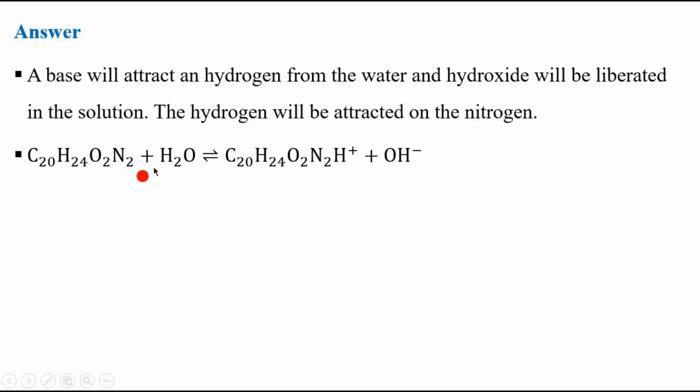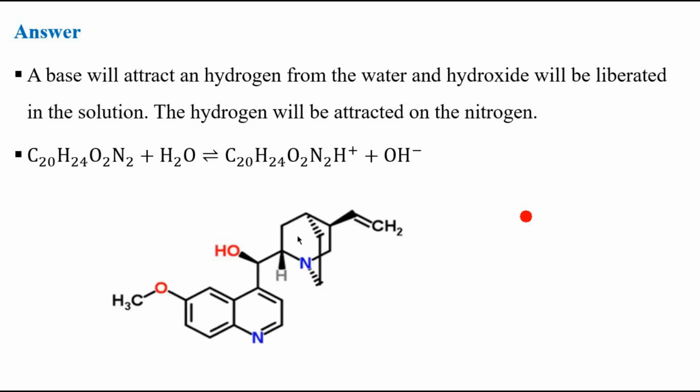The first nitrogen will attract hydrogen from the water, giving this one and this one. Then on the second dissociation, this second nitrogen is the one which will attract the H plus also from the water. So this is how the quinine looks like. This is the first nitrogen, this is the second nitrogen. That's the reason why they are saying it is a base, and it will have two dissociations because it has two nitrogens.